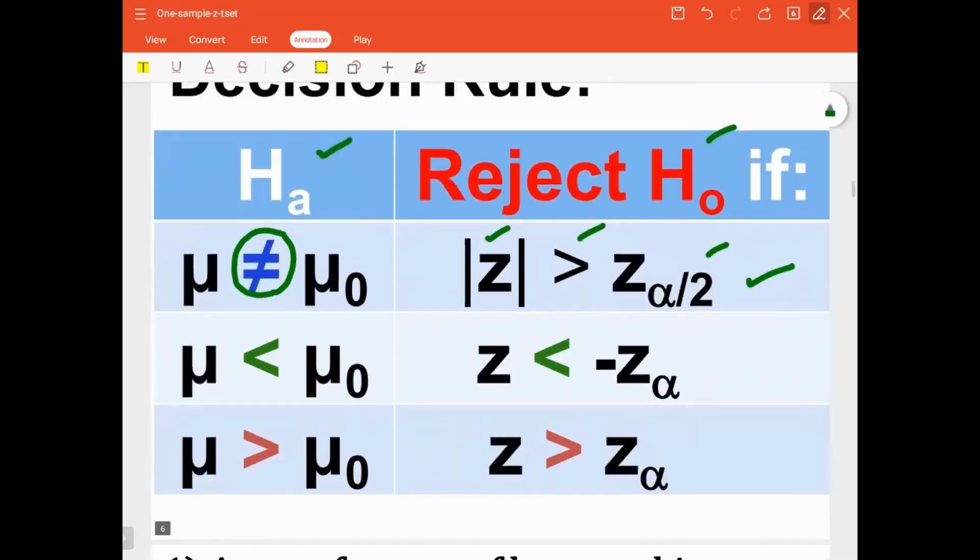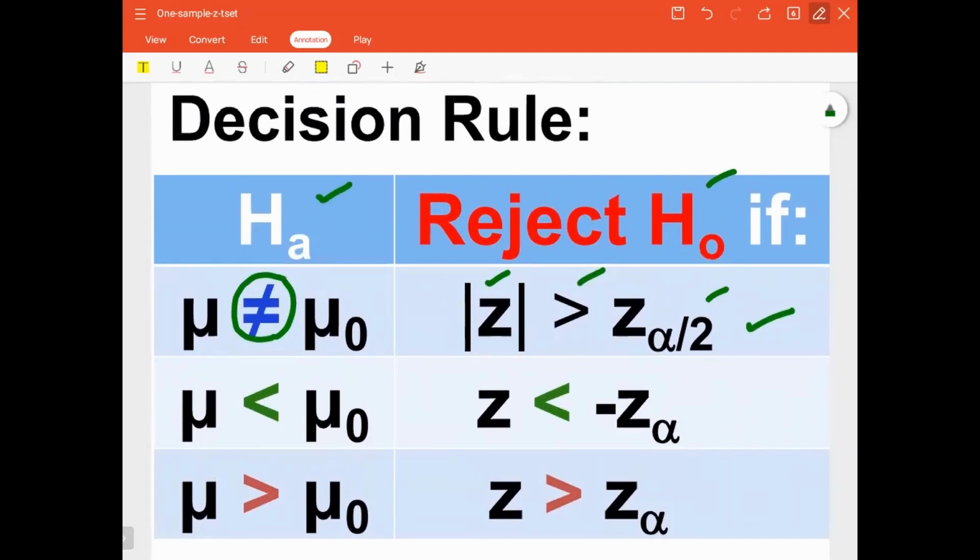On the other hand, if the HA has this less than symbol, strict inequality, then we'll adopt this decision rule. We reject the null hypothesis when the computed value of z is less than the negative value of z of alpha. So take note of that. This is the negative, this should be negative, I should say.